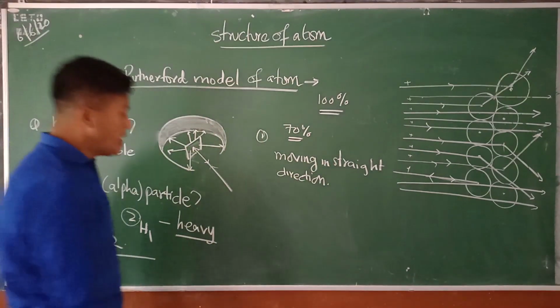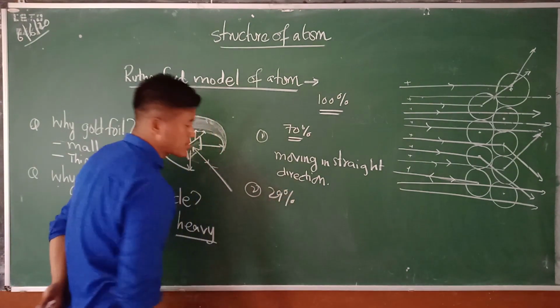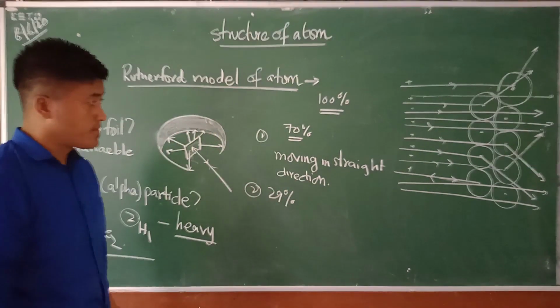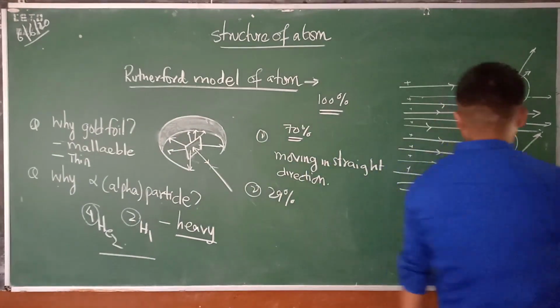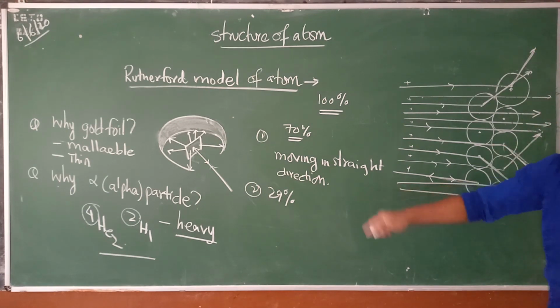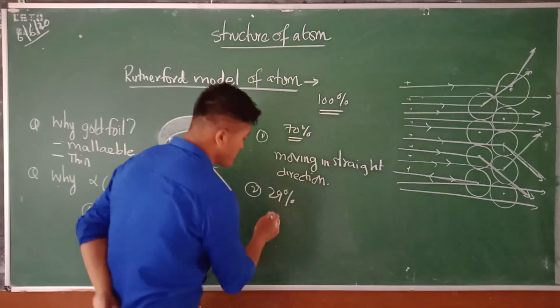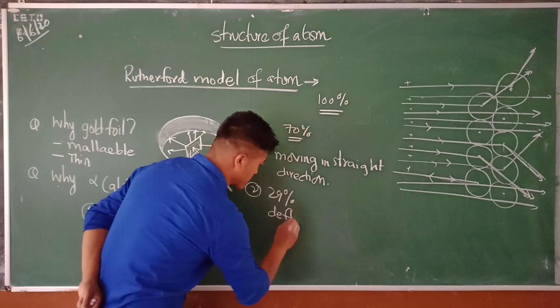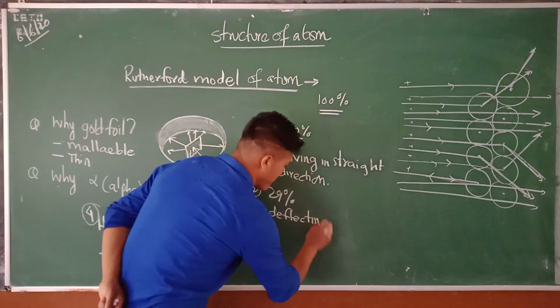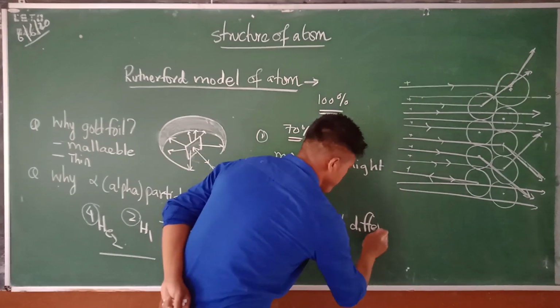But out of this, let's say 29%, are deflecting at different angles here. You see that one, 1, 2, and 3, and 4. 29% are deflecting at different angles. Understand?